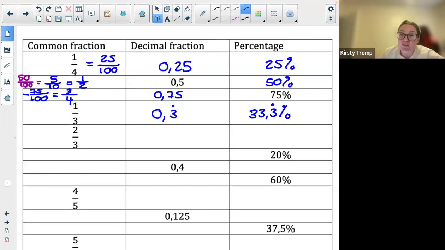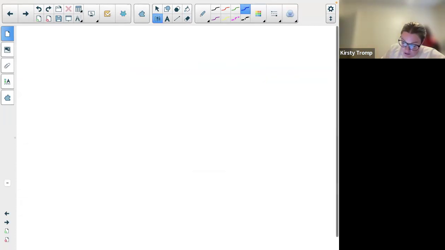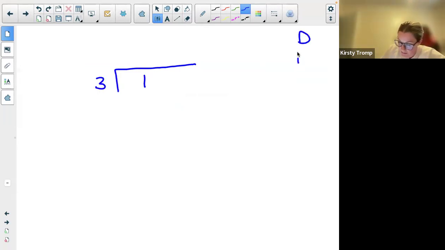The recurring comes from, Bree, that 3 can't go into 1 without leaving a remainder. So if you do long division, let's do that quickly. 1 divided by 3. We do daddy, mommy, sister, brother. So we divide first. 1 divided by 3, can't do it. So I put a 0, I put a comma, and I bring down the 0.